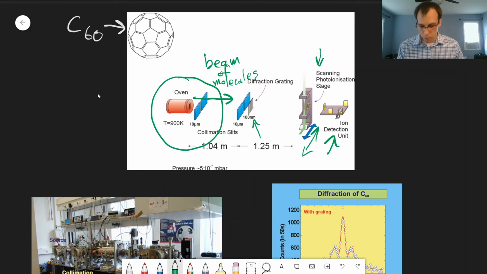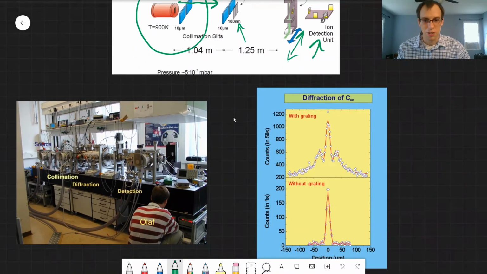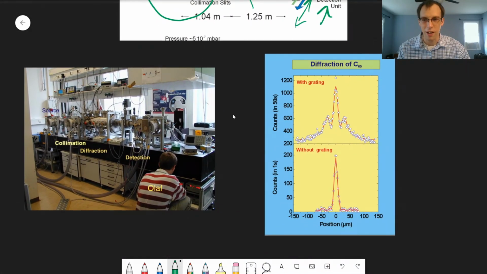And so when they actually did this experiment, which is shown here, this is what it looks like all set up. And I love the captions here. This is from the researchers who did this, from their website. They have their collimation, diffraction, and they're showing all the different parts that are in that figure above. And then, of course, you have the one who actually did all the work, Olaf, the graduate student there.